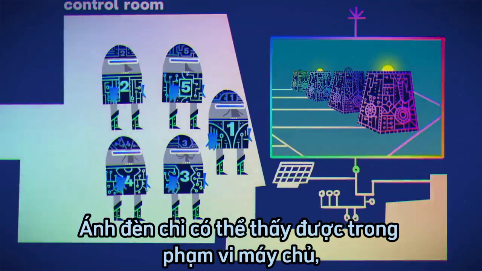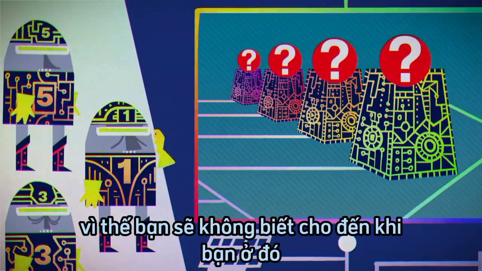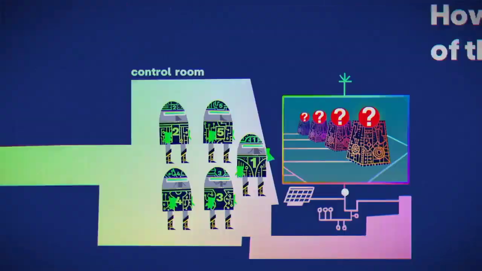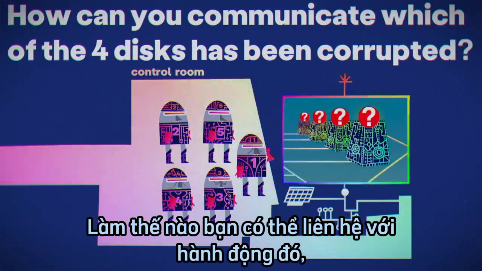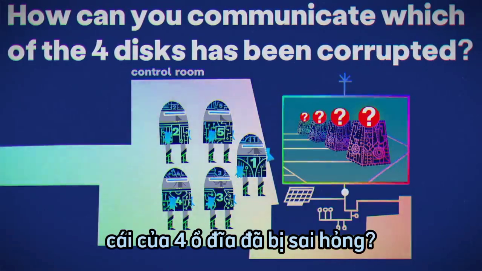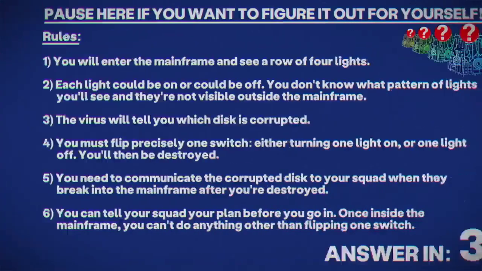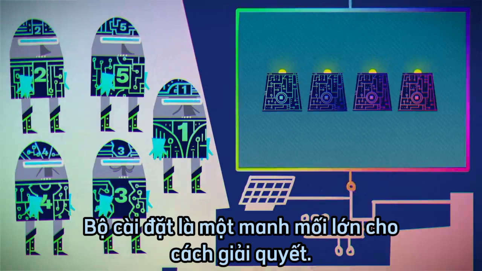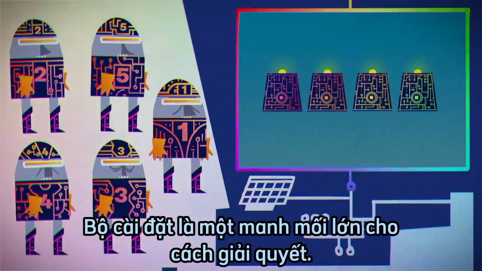The lights are only visible within the mainframe, so you won't know until you get there which, if any, are on. How can you communicate with your single action which of the 4 disks has been corrupted? The setting is a big clue for one solution.